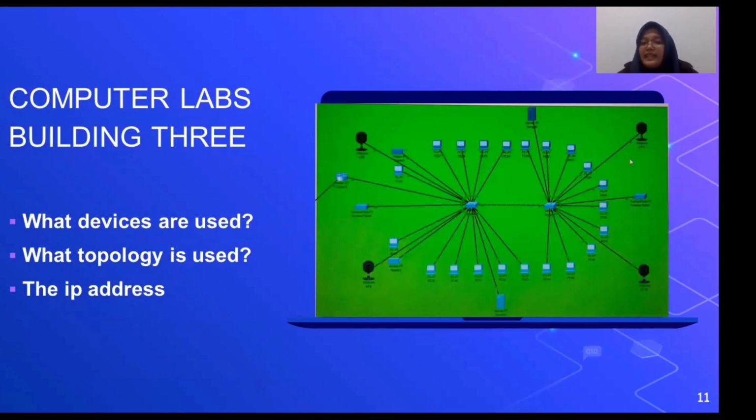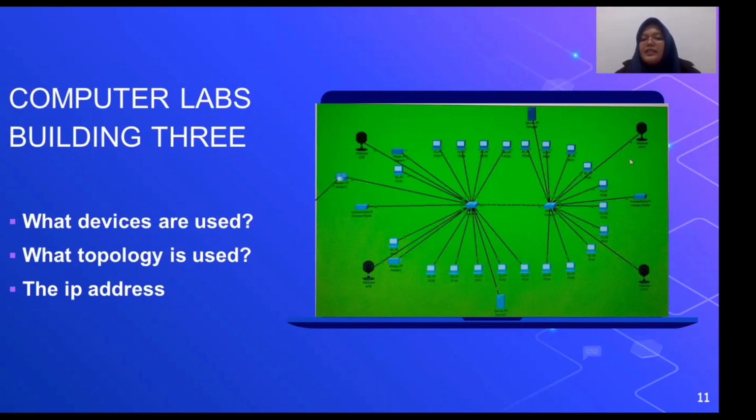Computer Labs Building 3. What devices are used? In the Computer Lab Building 3, there are 21 PCs, 4 CCTVs, 2 servers, 2 printers, 2 switches, 2 access points, and 1 router. What topology is used? The topology used is star topology. The IP address is 192.168.101.